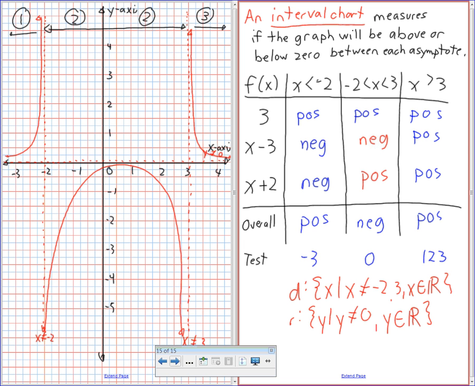All right. I'm going to give you guys one of these to try tonight. Overall just means the whole entire graph. So if it says positive, this whole part is positive. That's the overall positive. This whole part is negative for section 2, and this whole part is positive for section 3. Now this takes a few to practice. So I'm going to give you one of these to practice tonight.